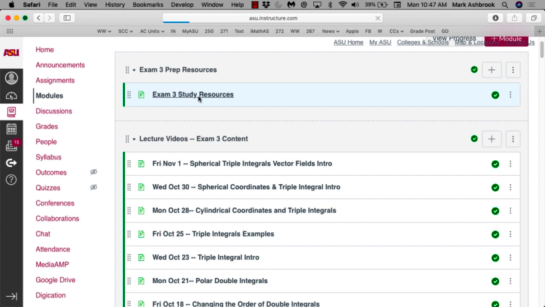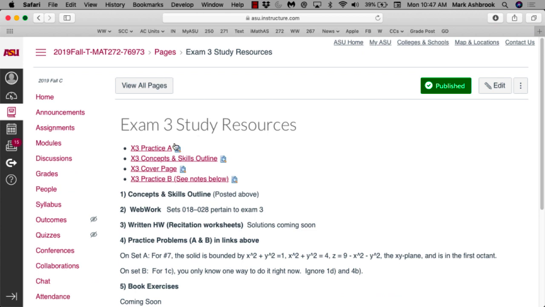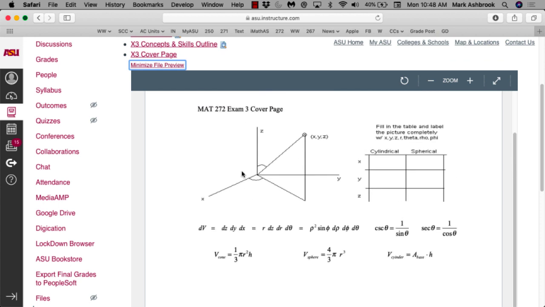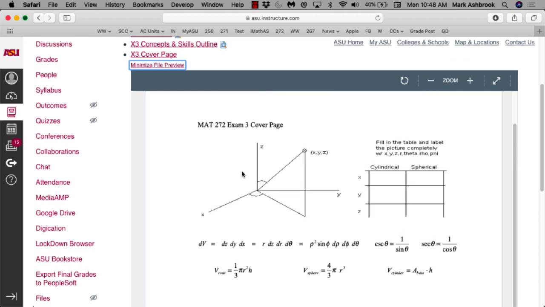All right, so if you go to Exam 3 Study Resources, you'll see a couple of practice sets. So there's a concept and skills outline. That's comprehensive. Everything on the exam comes from that. A couple practice sheets, practice A and practice B. What's on the cover page? I think, let's see, is there some formulas I give you? Yeah. Oh, so then I'll have you fill this out for a bonus point.